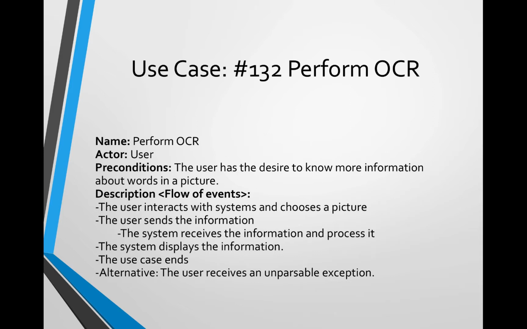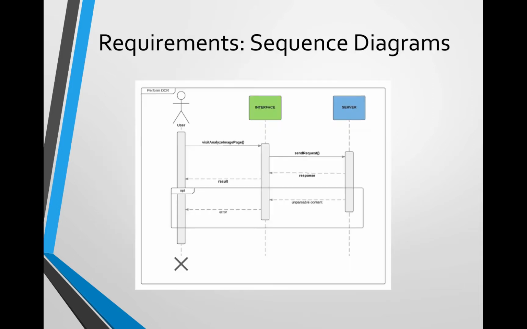So here is the use case definition completely. The precondition: the user has the desire to know more information about the picture. The flow of events: the user interacts with the system, chooses a picture, and sends the information. The system, on the other hand, receives the information and processes it, then sends it back to the front end, and the use case ends. As an alternative, the user may receive an unparsable content exception.